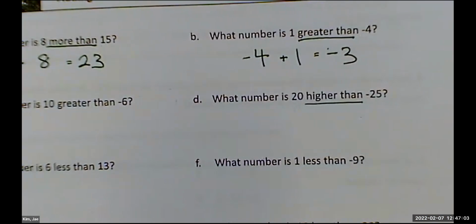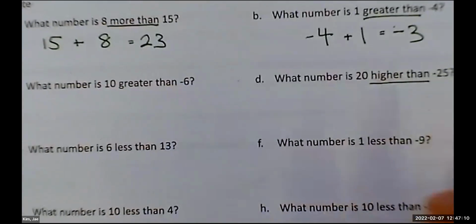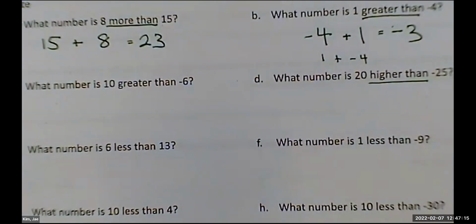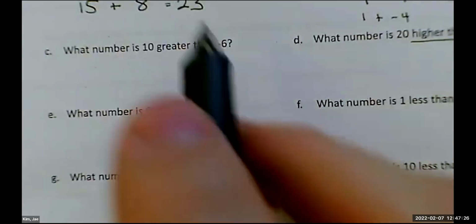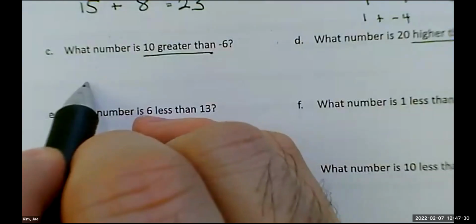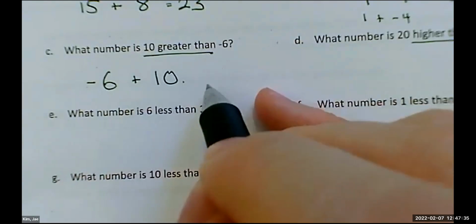The order in which you place the numbers can become very important if we are talking about subtraction. So some of you might ask, is it okay if I write 1 plus a -4? Well, you're not wrong, but you're not following what the wording is actually saying. And again, I'll show you why that's important later on. Part C, 10 greater than a -6. So I start at a -6 and I'm getting greater by a 10.